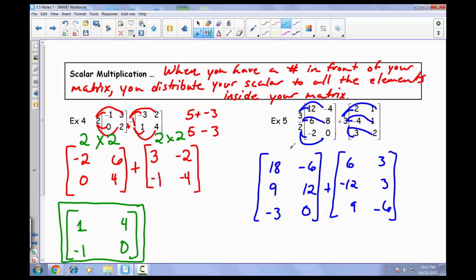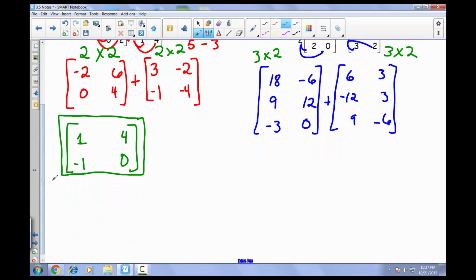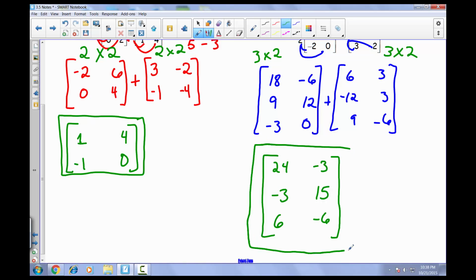Now checking to see if we have the exact same order. This one is a 3 by 2. This one is also a 3 by 2, 3 rows, 2 columns. So we can combine these by adding the corresponding elements. 18 plus 6 gives us 24. Negative 6 plus 3 is negative 3. 9 plus negative 12 gives us negative 3. 12 plus 3 gives us 15. Negative 3 plus 9 gives us 6. 0 plus negative 6 gives us negative 6. So that would be our final simplified version for this matrix.